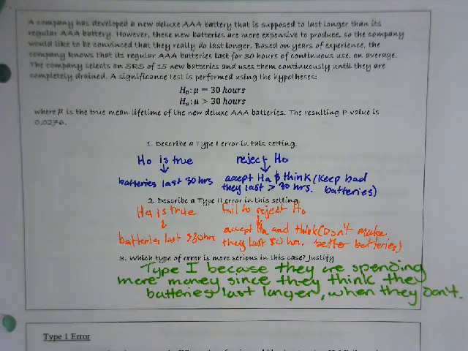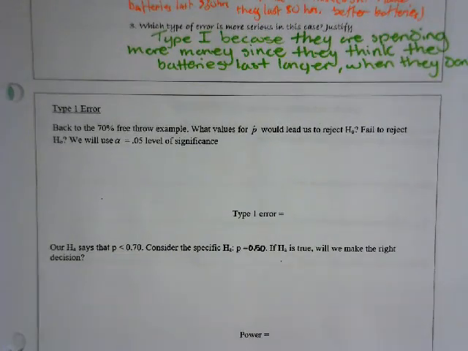Alright, now we're going to get into the probability of a type 1 error and how to find the power of our test. So we're going to go back to the warm-up idea that Brooke is a 70% free throw shooter. We want to figure out what values of p hat are going to lead us to reject the null and fail to reject the null. We're going to use an alpha level of 0.05.